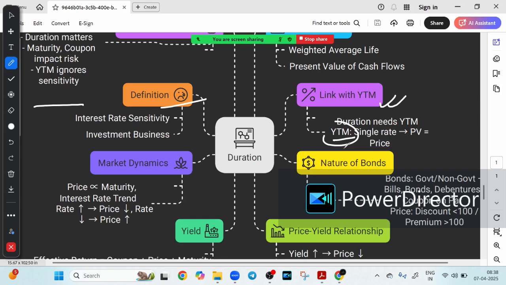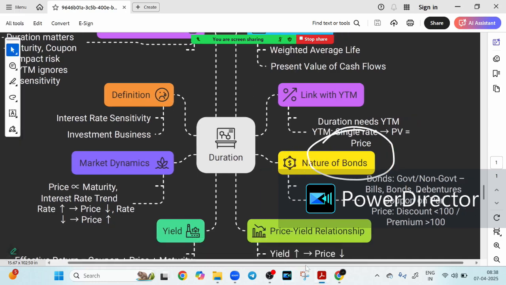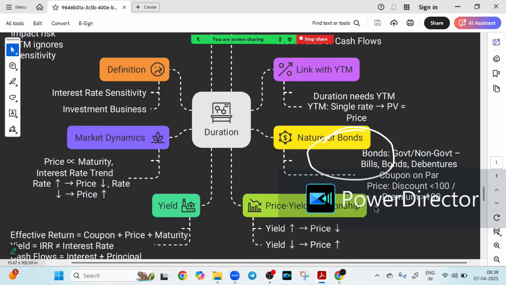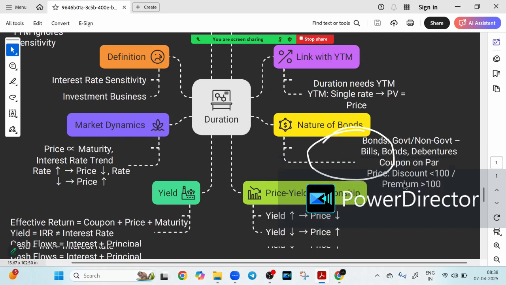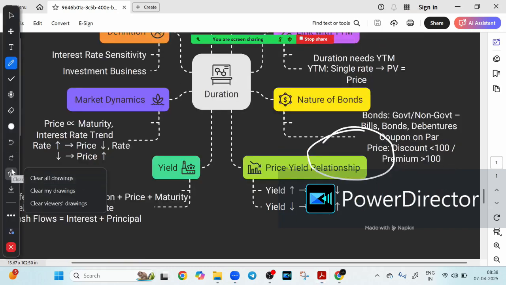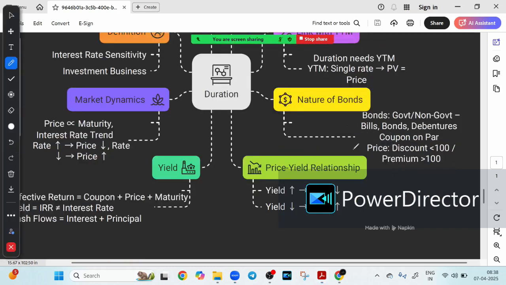If we talk about the nature of the bond, here on the right hand side, different bonds have different behavior. We have government bonds, non-government bonds, bills, debentures. Bonds can be priced at par, discount or premium depending on the market yield. Now the price yield relationship, here at the bottom. It is quite simple. When yield increases, price decreases. When yield decreases, price increases. This inverse relationship forms the basis of most bond trading strategies, and duration helps quantify that effect.